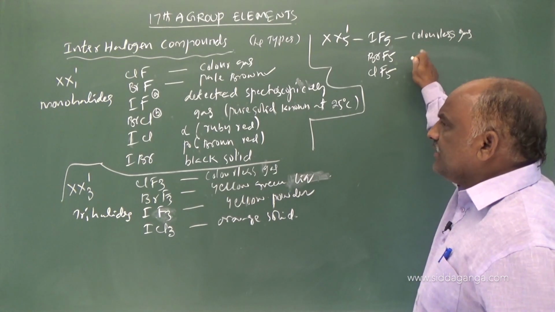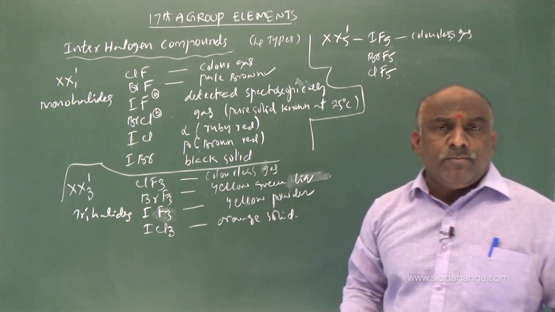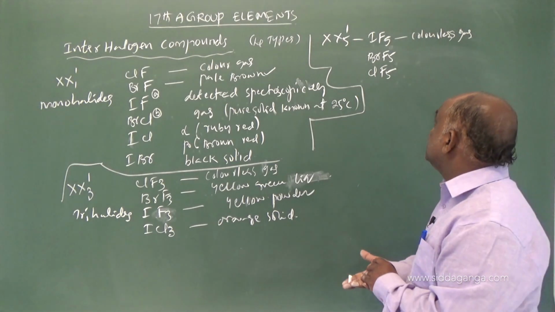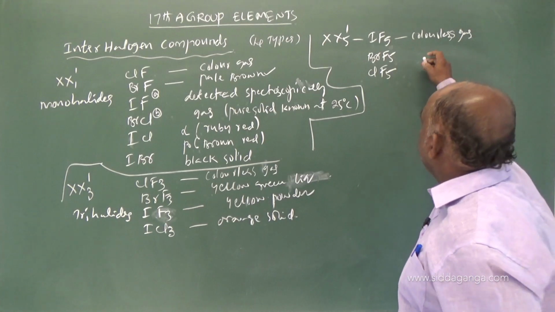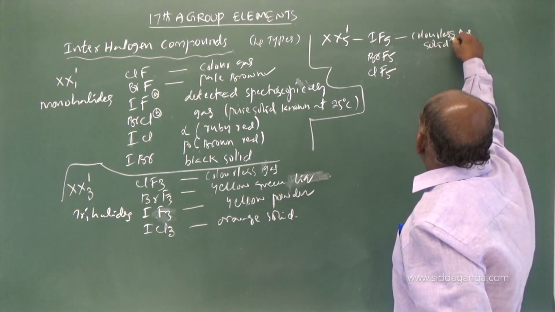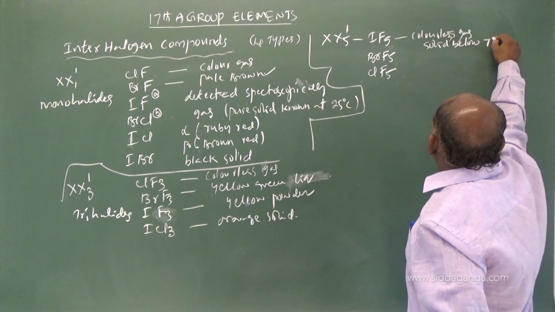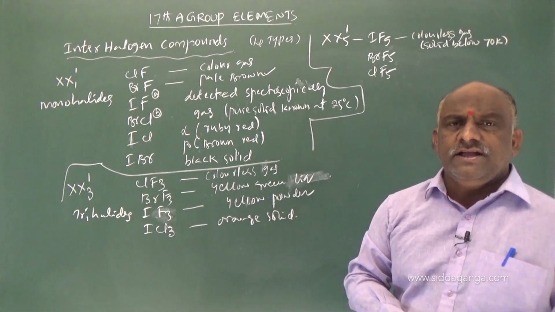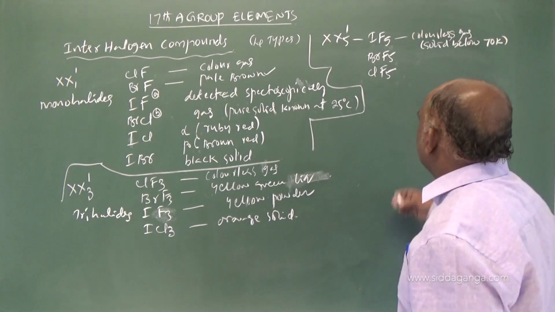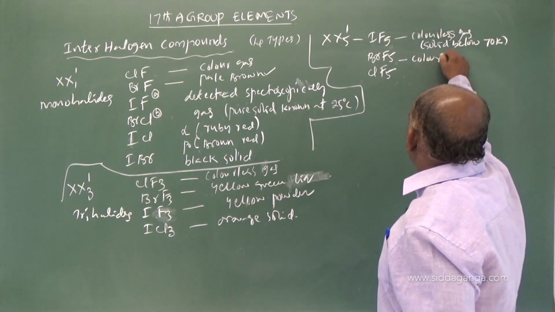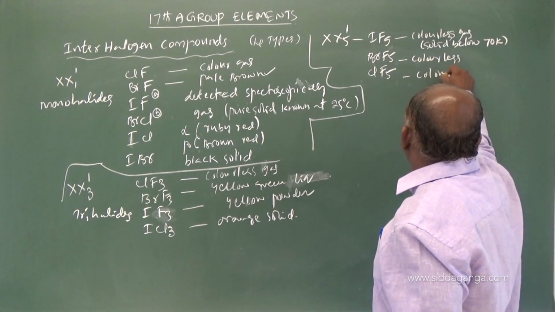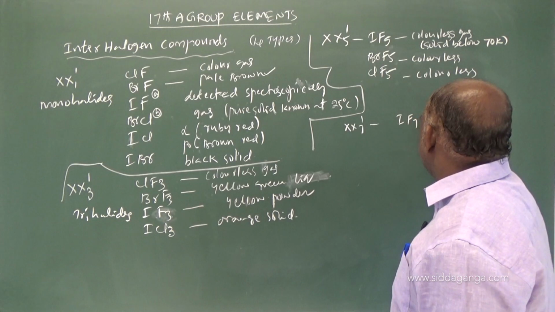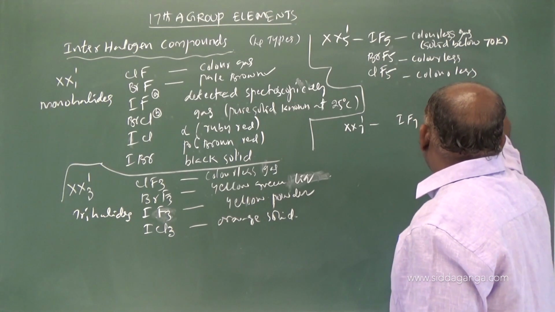But iodine pentafluoride exists as a solid below about 77 kelvins, and the remaining two are colorless. The last one is the XX7 type, with only one example, IF7, which is also a colorless gas.